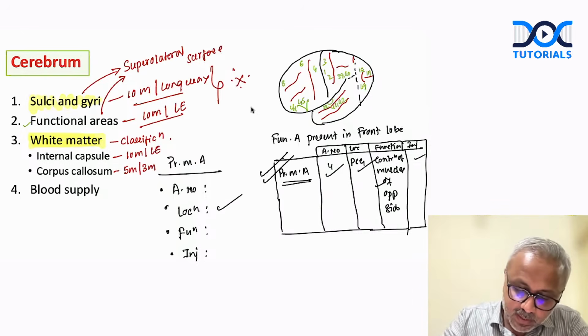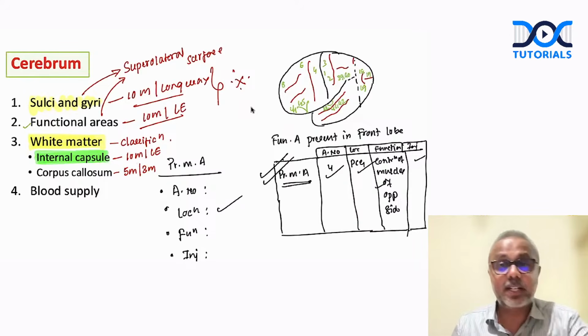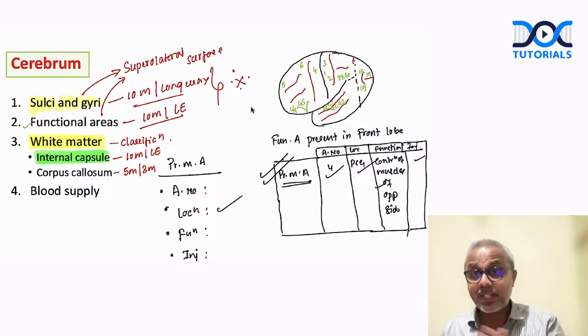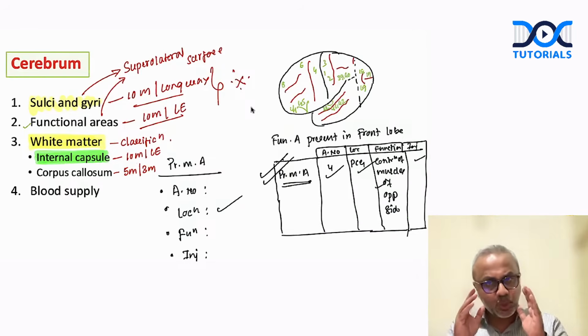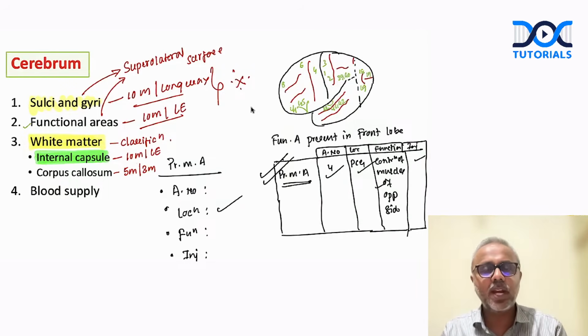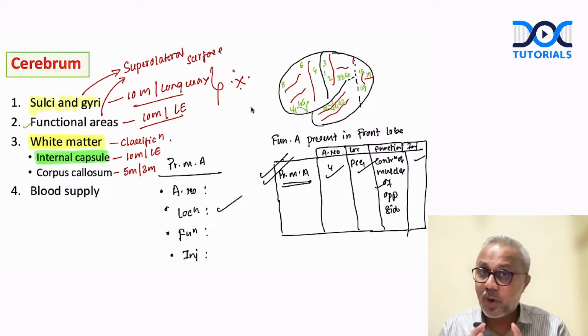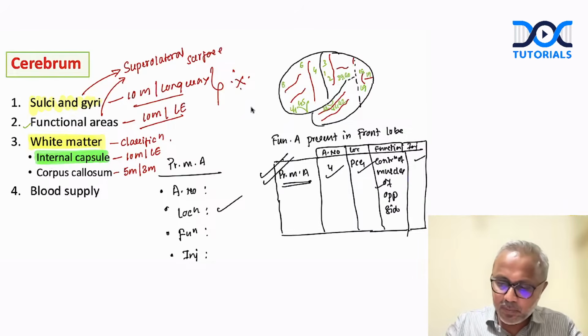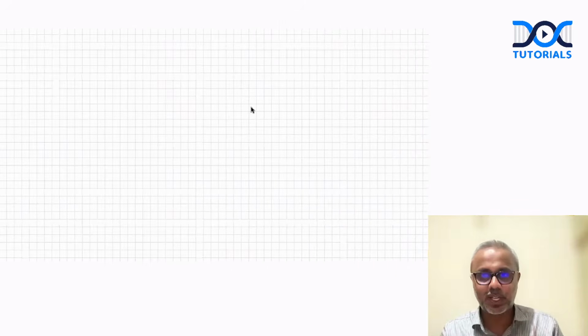Remember, the internal capsule is a favorite topic of your paper setters. Let it be a theory exam, even in entrance exams, we see a lot of questions on internal capsule, right? So you must learn. There is no other go, right? Internal capsule, corpus callosum, we must learn. One more thing about internal capsule, they often ask is its relation. Fine. Now, most of the diagrams given in a book could sometimes be confusing, right?